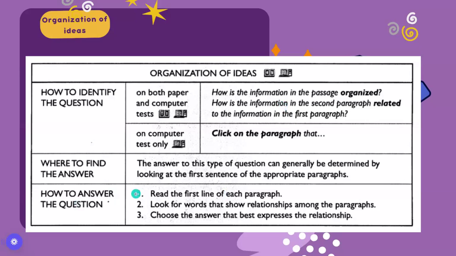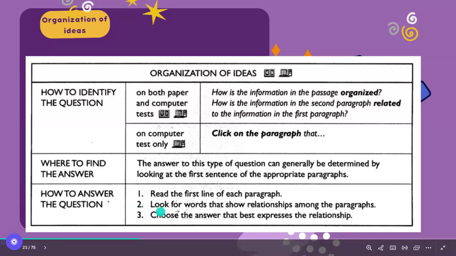Now, how to answer? Read the first line of each paragraph. Look for words that show relationship among paragraphs, like transition words. First, then, one consequence, in contrast, similarly. These words will tell you what is the relationship between one paragraph and another. Okay, and then choose your answer.